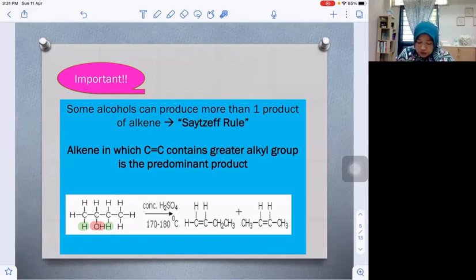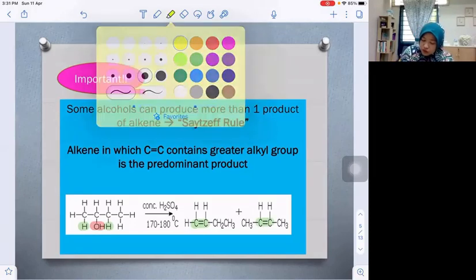Okay, the first one is either 1-butene, or the second possible product is 2-butene. So this time we have to identify which one is the major product according to the Zaitsev rule. It says that when we have a carbon-carbon double bond, we focus on the carbon-carbon double bond and look for more alkyl groups attached to it.